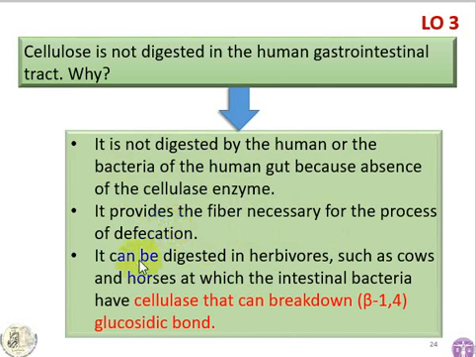In contrast, cellulose can be digested in herbivores, for example cows and horses, because they have the cellulase enzyme that can break down the beta-1,4 glucosidic bond.